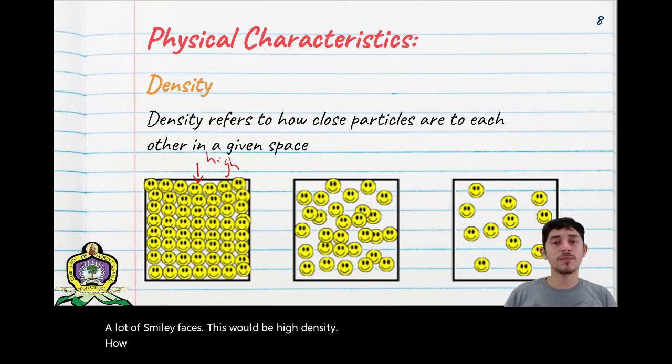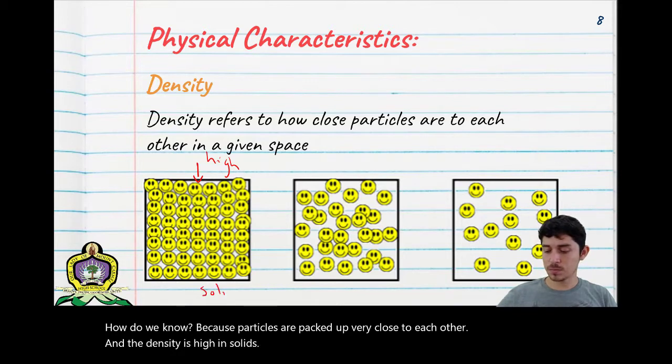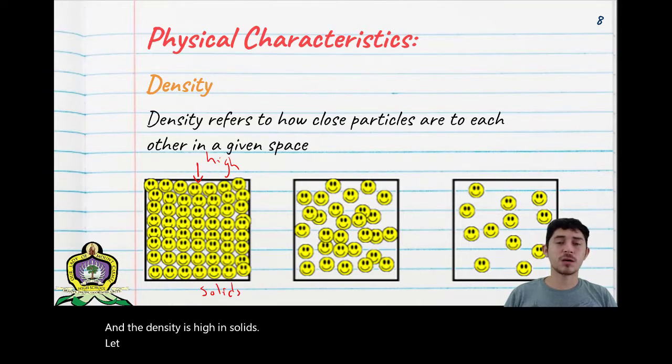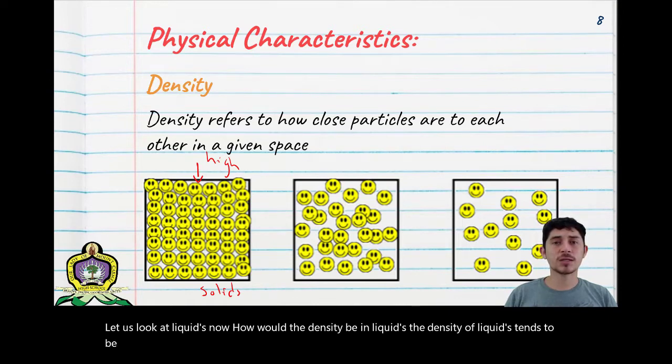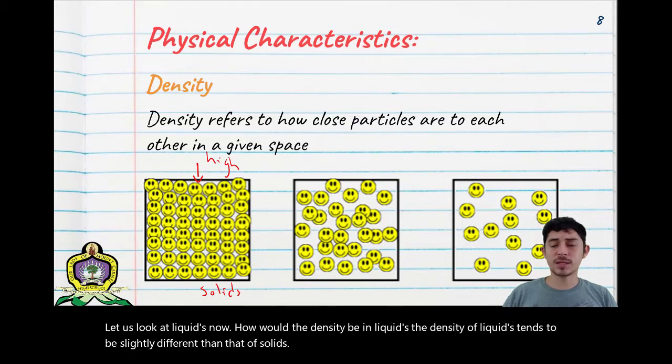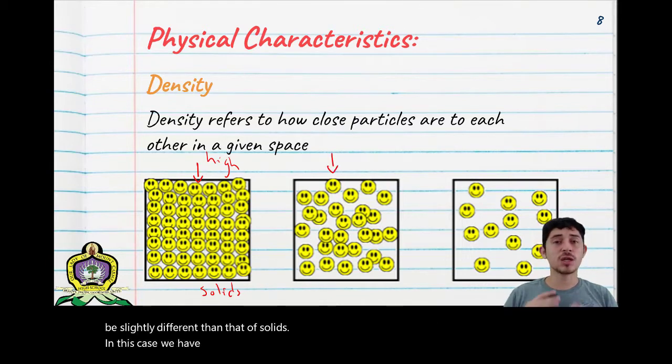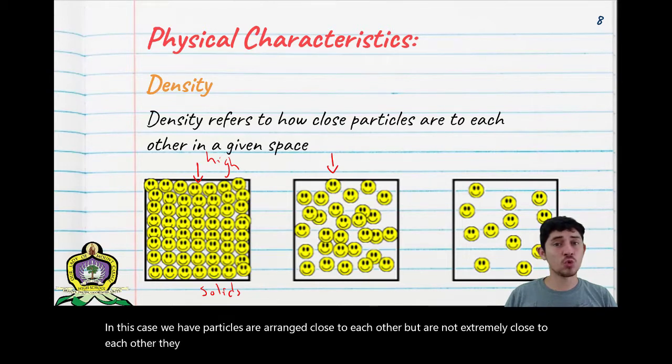How do we know? Because particles are packed up very close to each other, and the density is high in solids. Let us look at liquids now. How would the density be in liquids? The density of liquids tends to be slightly different than that of solids. In this case, we have particles arranged close to each other, but not extremely close. They are close, but not too close.